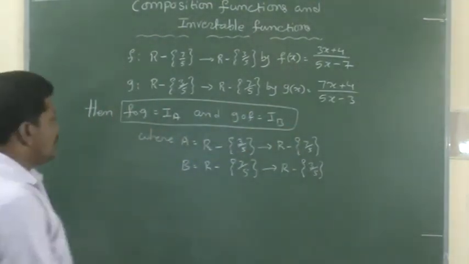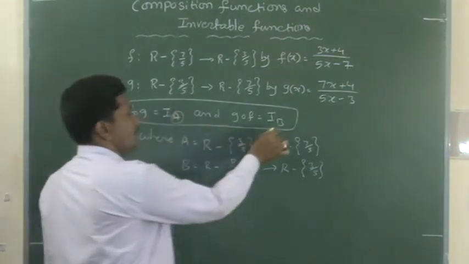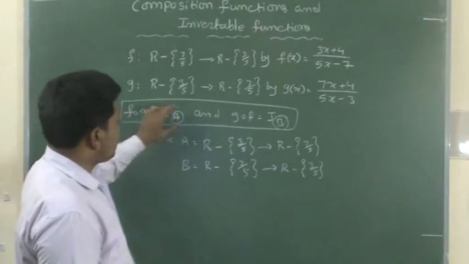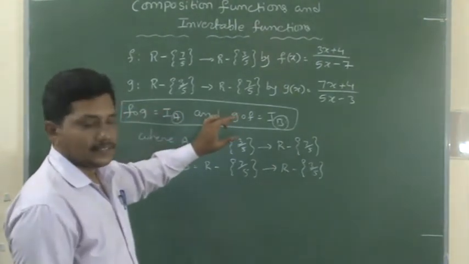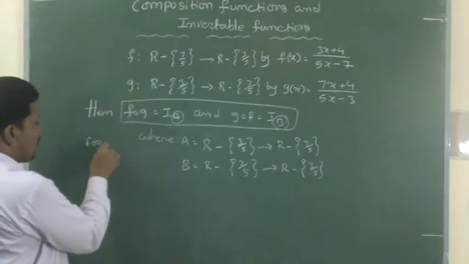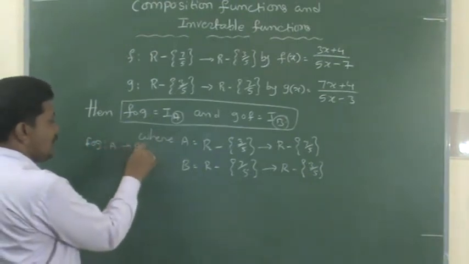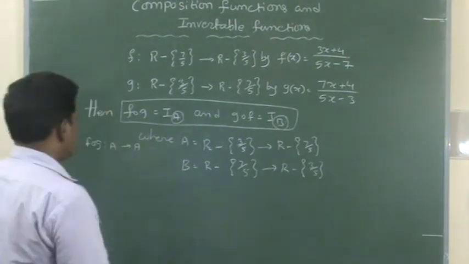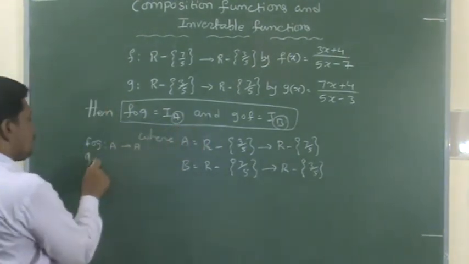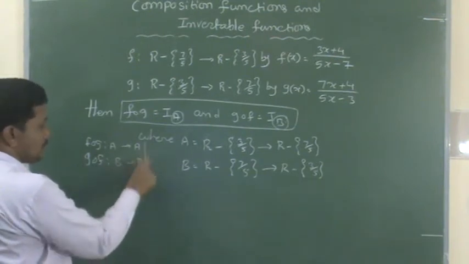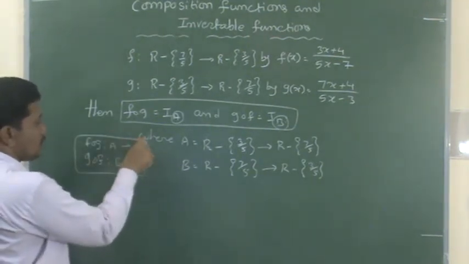Right? Suddenly we came here: IA, IB. So that means after completion of this, what is IA, IB? Identity matrices. Identity means here f circle g is mapped from A to A. I already discussed this in the first topic, right? And here g circle f is mapping from B to B. That is the meaning. I will explain this also, no problem.